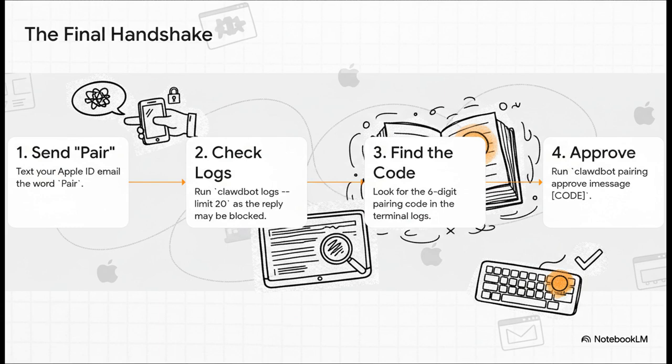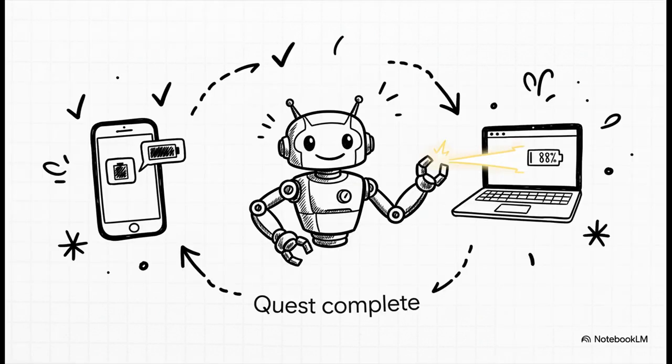Now, this final sequence isn't about getting a text back. Because of all that macOS security, the bot can often read your pair request, but it can't send a reply. The key insight is to find the 6-digit code that's hidden in the bot's own logs, and then manually approve the connection right from the terminal. And with that final approval, the connection is live. The user sends their first command, and Clawdbot, now fully connected to the Mac system, responds with the correct information. The quest is officially complete.